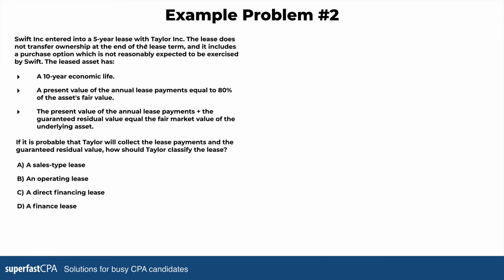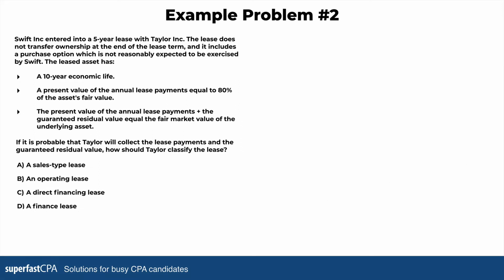So the facts are the same. Swift entered into a 5-year lease with Taylor, 10-year economic life, a present value of the annual lease payments equal to 80% of the asset's fair value. This part's different. The present value of the annual lease payments plus the guaranteed residual value equals the fair market value of the underlying asset. If it is probable that Taylor will collect the lease payments and the guaranteed residual value, how should Taylor classify the lease? Would it be a sales type lease, an operating lease, a direct financing lease, or a finance lease?